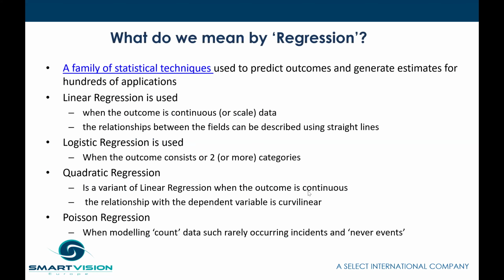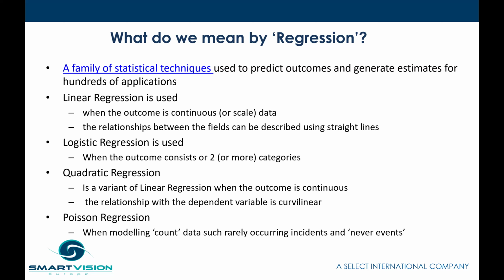So regression is a generic term. People often say regression, and they kind of assume that they're talking about linear regression. In fact, it's a generic term. There are different types of regressions out there. It's a family of statistical techniques that they use to predict outcomes and generate estimates for thousands and thousands of applications. Linear regression is used when the outcome is continuous, or numerical. It's scaled data. And the relationships between the fields can be described using straight line relationships.